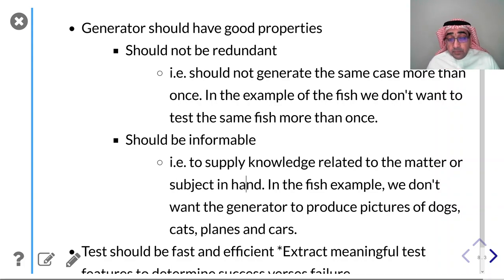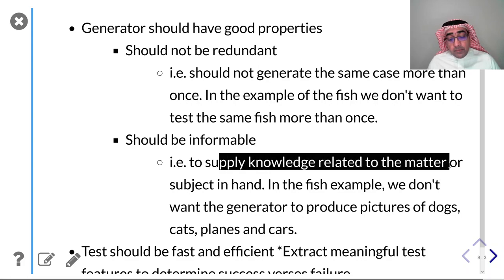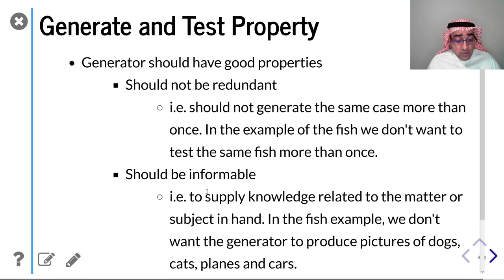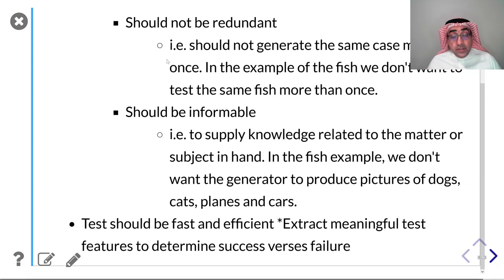So don't go to the encyclopedia of the world and try flipping pages to find a fish. Go to an encyclopedia that's talking about fish and then flip the pages. That makes more sense. So it should be informable. It's supplying knowledge related to the matter, okay? Just like the fish, it has to give me pictures of the fish. So these are two properties that are very important in the generator or in the database that you are going to have, okay? No repetition, and it should be informable, talking about the same topic that you are talking about.